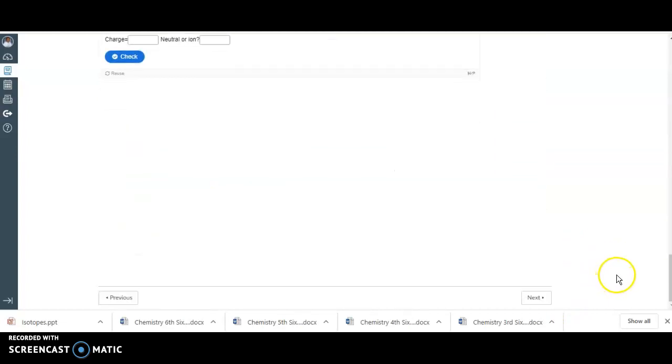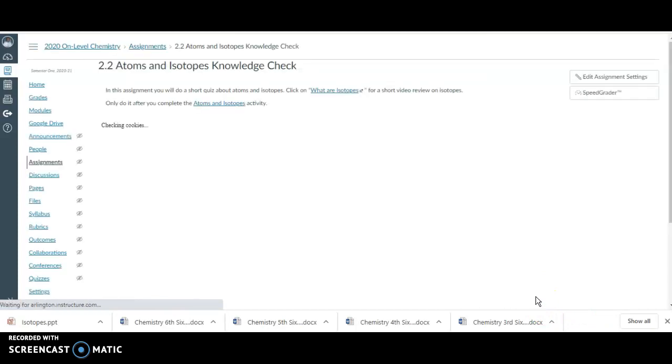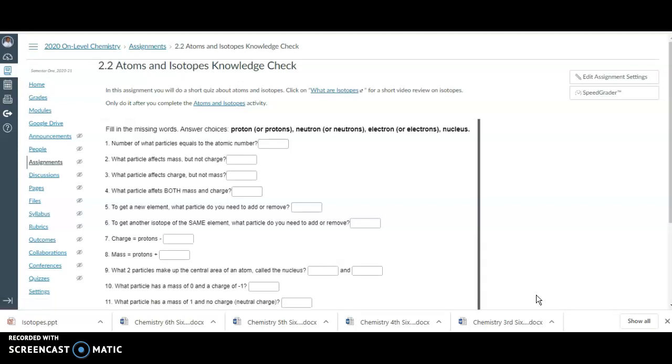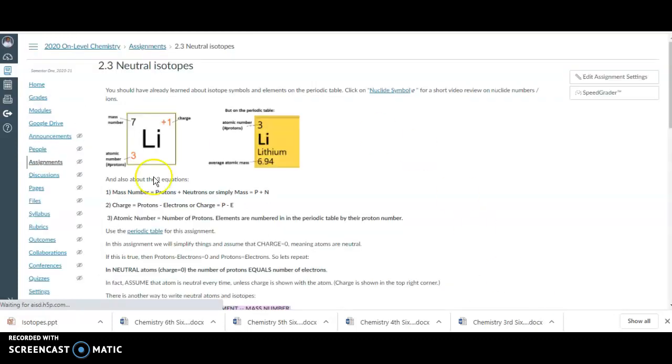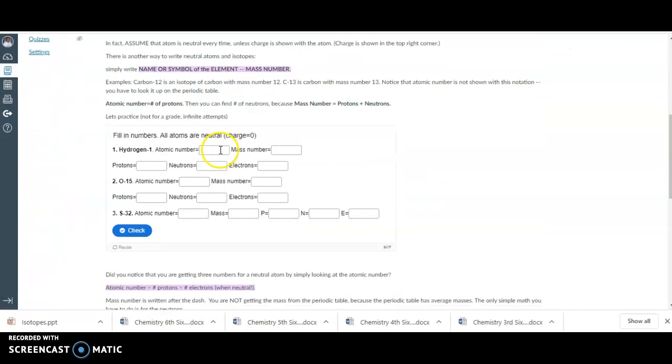Now once you're done with that, you click on next to move to the next activity, which is going to be a knowledge check. Want to see if you understood what you did in the previous activity. Alright, so you complete this, and as usual you check, see if you got them right. If not, try again. Refer to your information in your notebook and then try and see if you can get them right. So once you click on next, it gives you the next activity on neutral isotopes. As usual, I need you to write this information down.